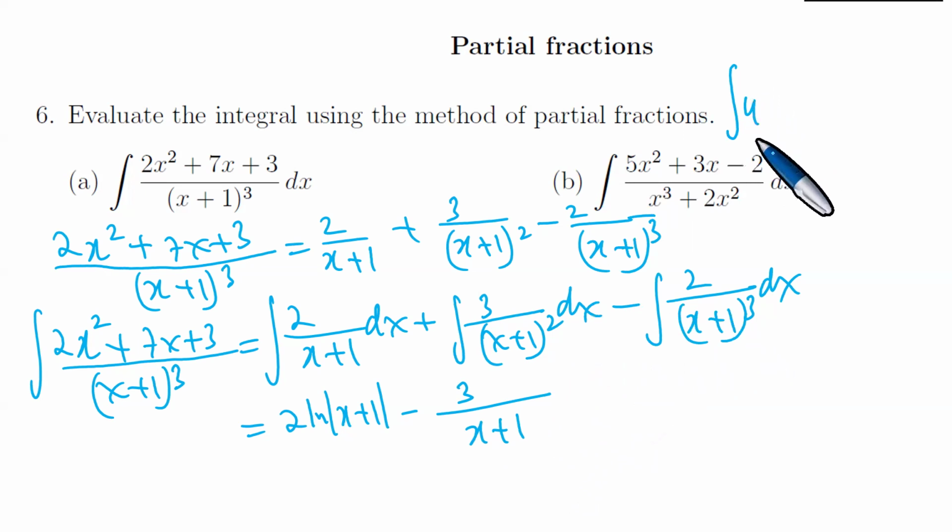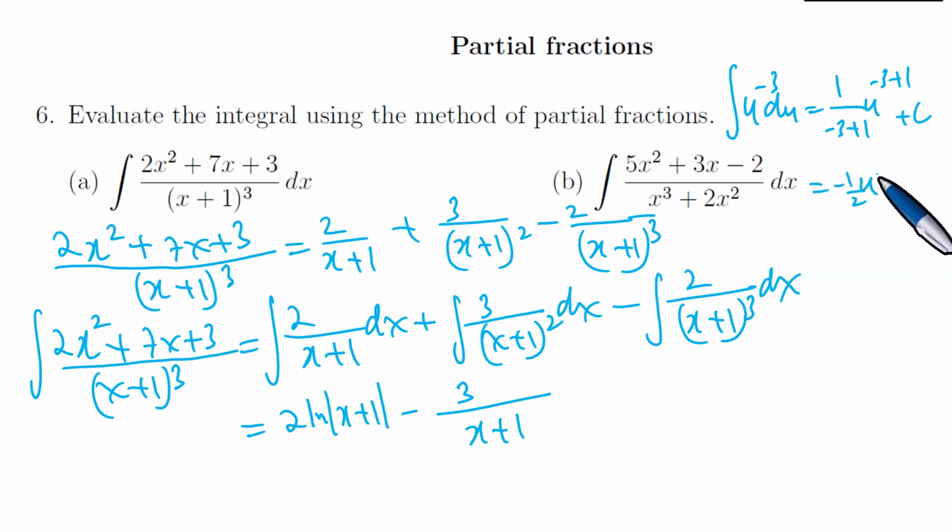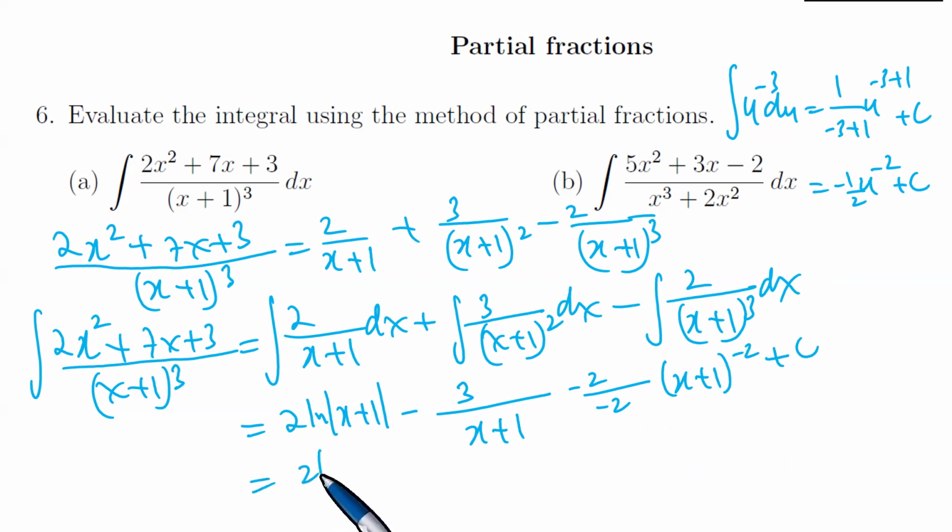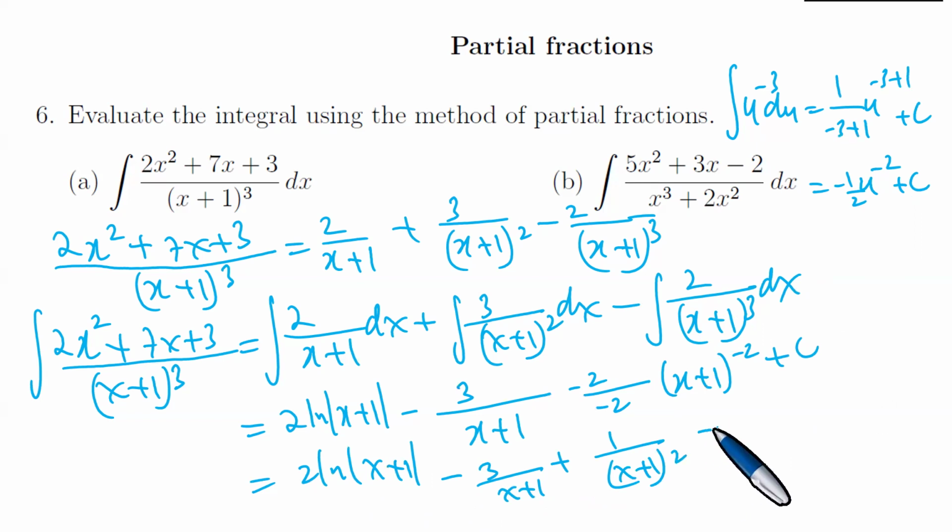using the same law: when you integrate u to the minus 3 du, for example, it's going to be 1 over minus 3 plus 1, u to the minus 3 plus 1, plus c, and therefore this is minus 1 half u to the minus that plus c. So it's the same law, and you'd have therefore minus 2 over, and then you have minus 2, so that in the end we have 2 ln of x plus 1 minus 3 over x plus 1, plus, if you divide, you get a plus, 1 over (x plus 1) squared, plus c. And therefore this becomes the answer to question 6a.